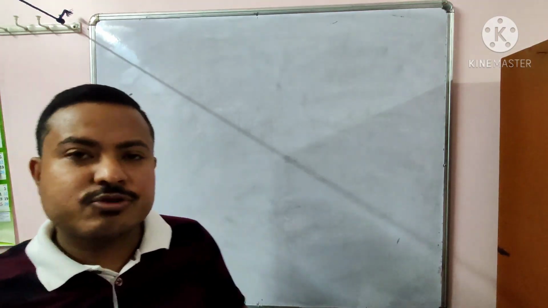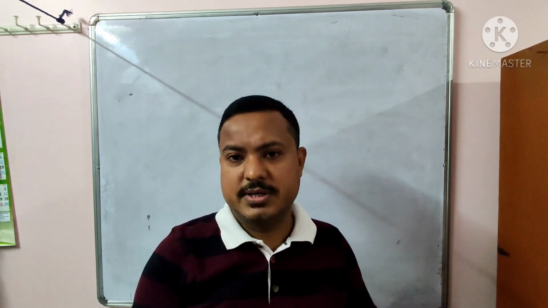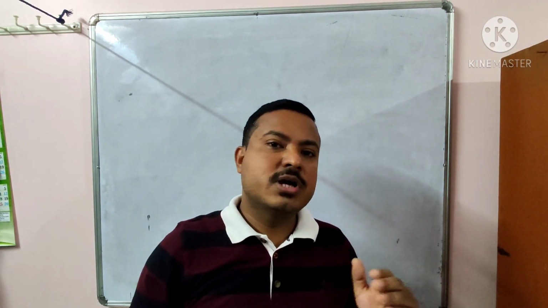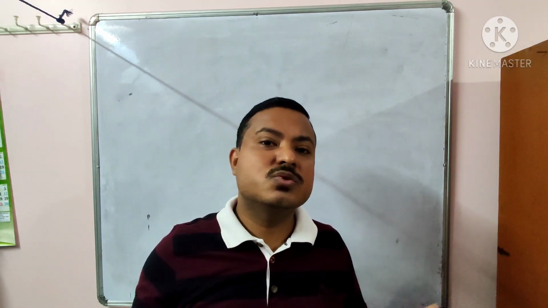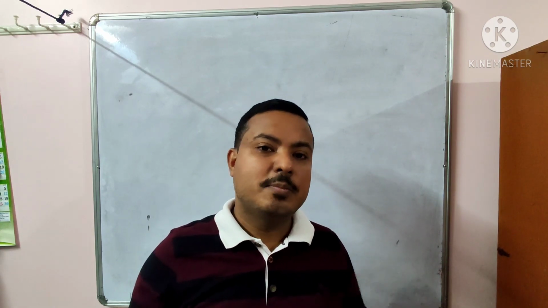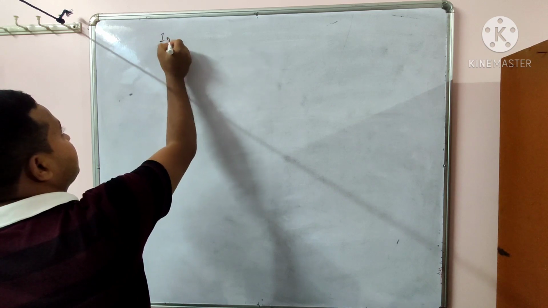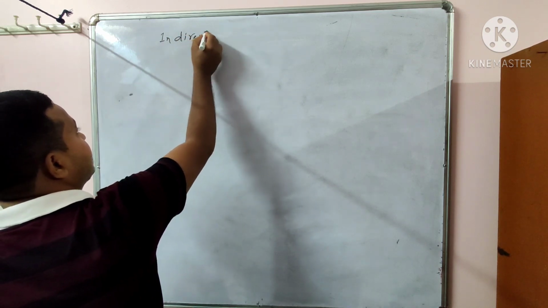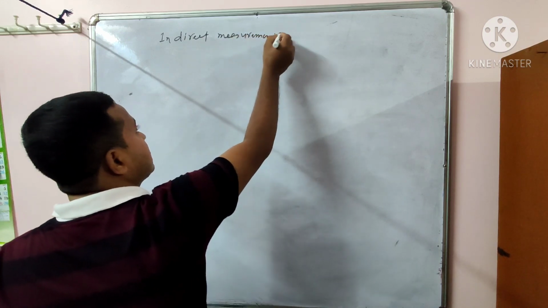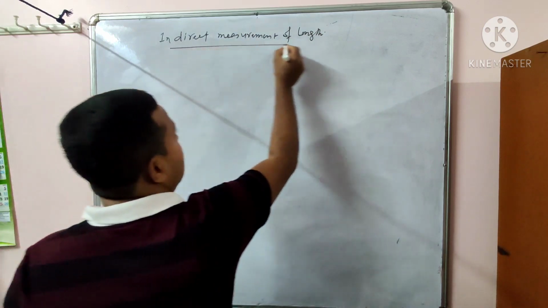Now, as I told you at the beginning of the chapter, we have some direct measurement and some indirect measurement. For example, if we want to measure the distance of the Earth and the Sun, then in that case we use some indirect methods. One of the methods is called the parallax method.